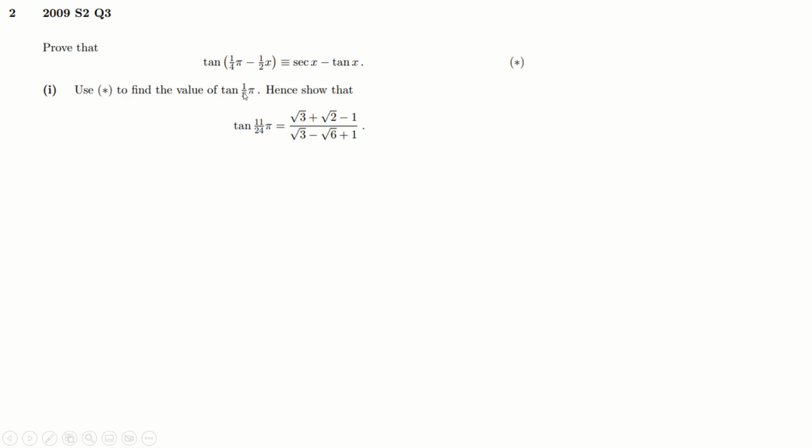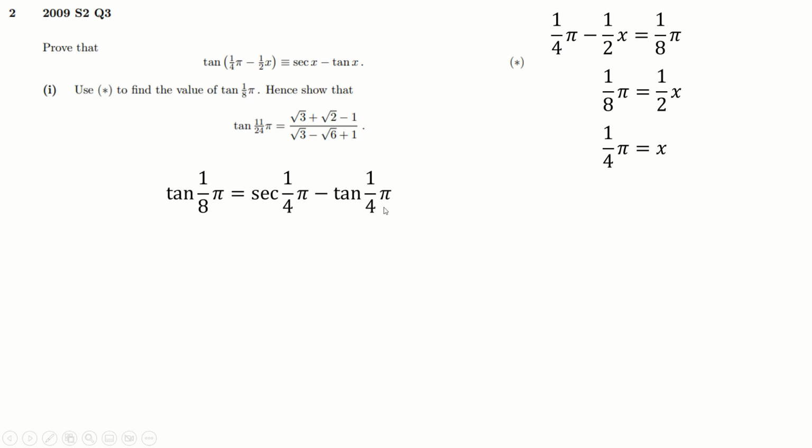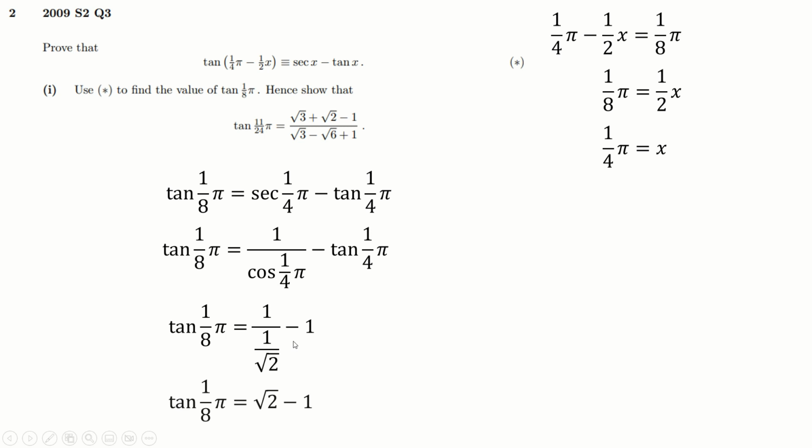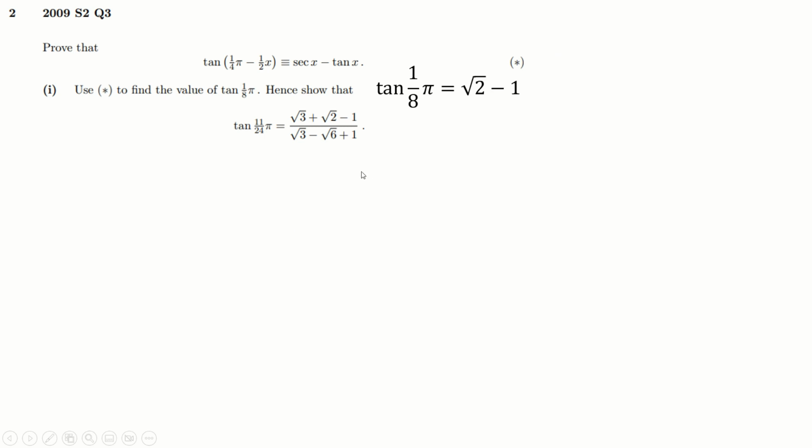Anyway, use star to find the value of tan of 1/8 pi. So okay, we just want this thing to be equal to tan of 1/8 pi, I guess. Solve that for x, it's quarter pi. And yeah, put a quarter pi in here, and we'll get a thing. Tan of quarter pi is just 1. Sec of quarter pi is 1 over cos of quarter pi, which is root 2 over 2, or 1 over root 2, which just makes this whole thing root 2. So it just becomes root 2 minus 1. And that'll be that. Hence, show this thing here.